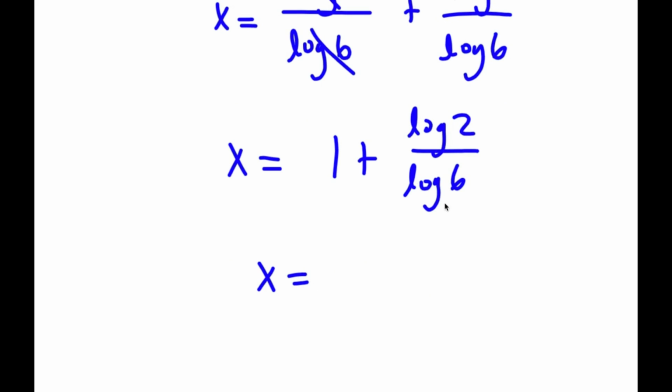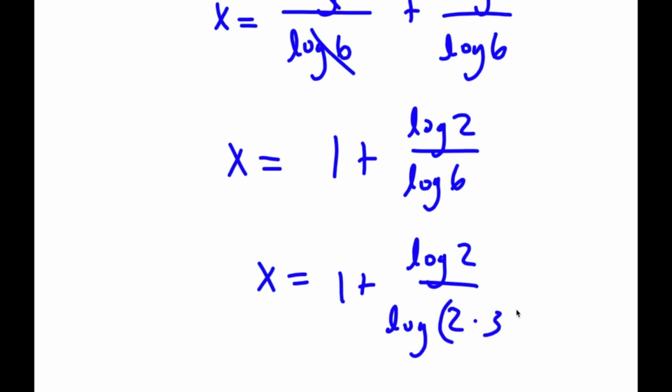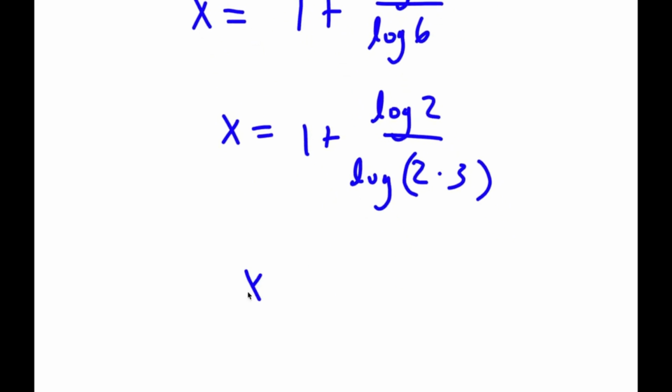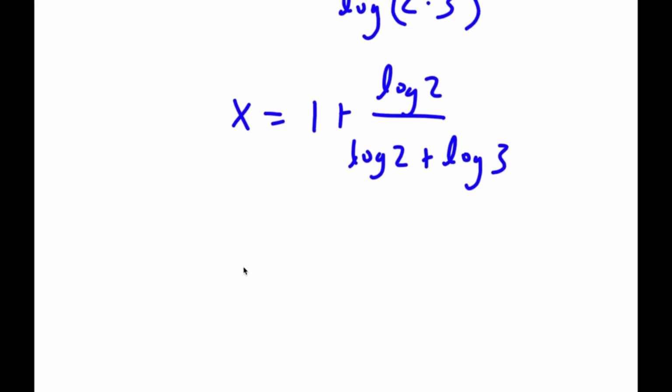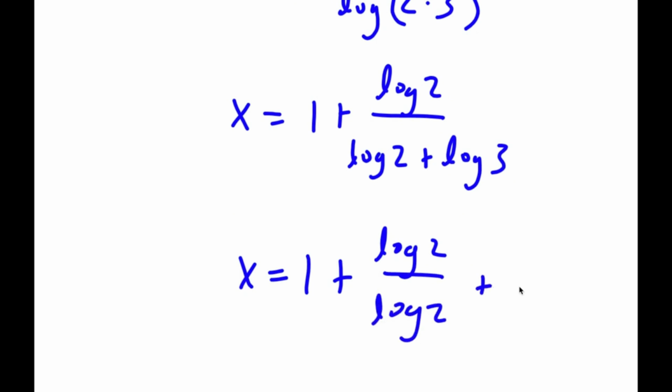And log 6 over here, I can write as log 2 times 3. And I'm going to do the same thing again. I'm going to write this as log 2 over log 2 plus log 3. And again, if I expand it, I get 1 plus log 2 over log 2 plus log 2 over log 3.